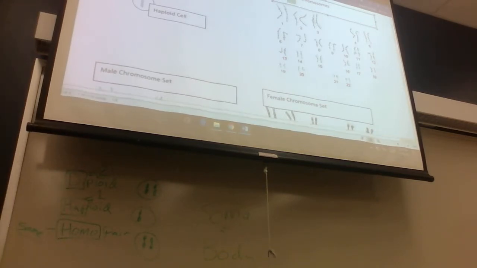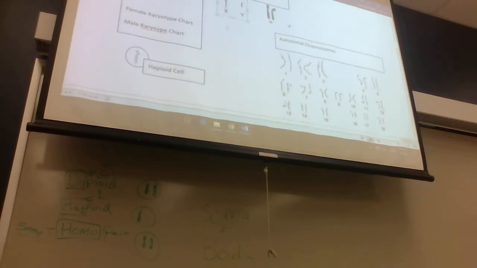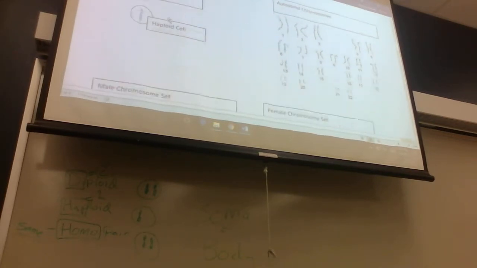Sex chromosomes, though, are ones that control your reproductive organs. Yeah, because that's what genetics is, body and then reproducing. Which will determine the sex of your baby, yeah. So there's that. Next we have a female karyotype and male karyotype.